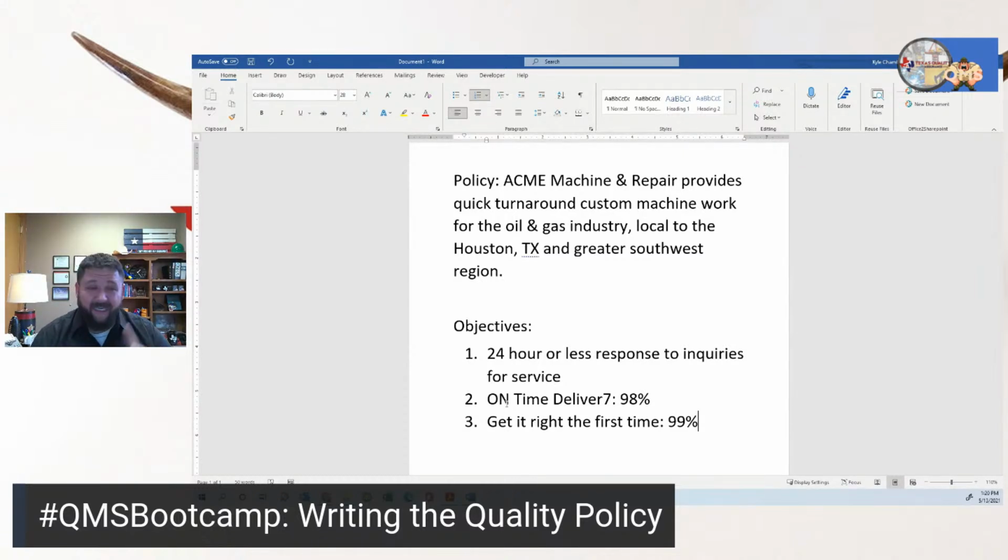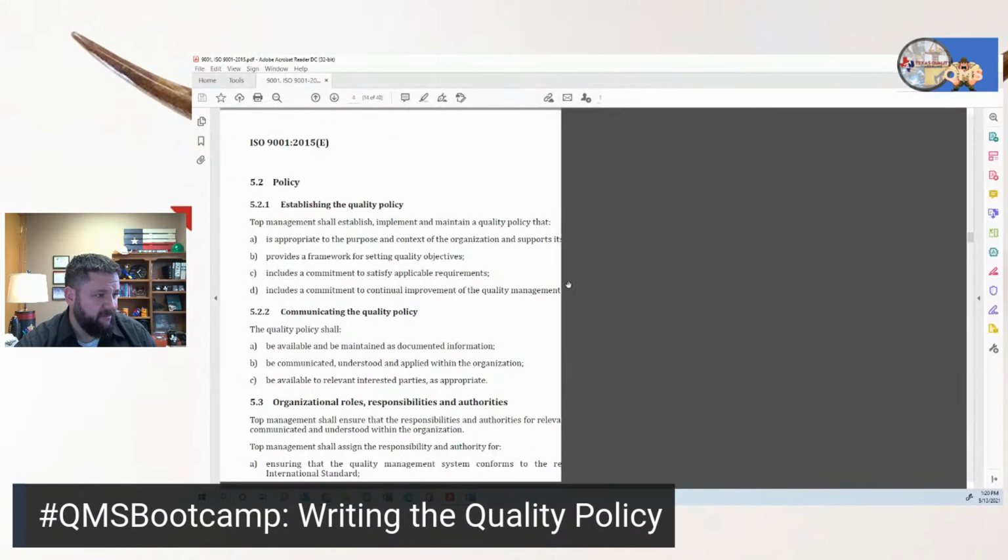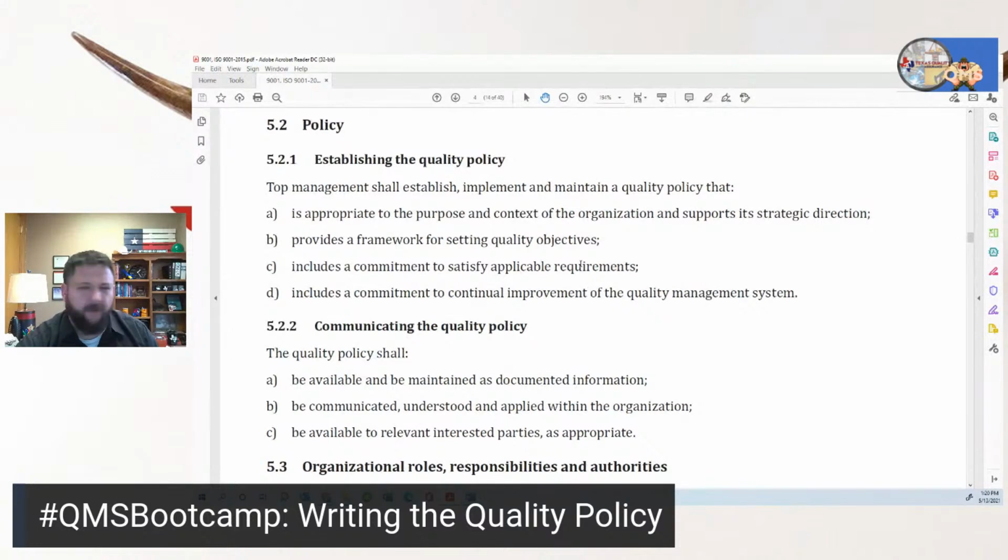So what that means is get it right the first time. We're not doing internal rework. This isn't even talking about what we deliver to the customer. This is internal rework. We're going to get it right the first time, no reworks. So these could be some really fantastic objectives for this company. Well, let's take a look at what the standard says here. I'm going to ditch that split screen. I think that's probably a little hard for you guys to see.